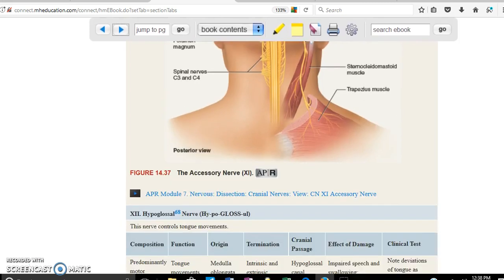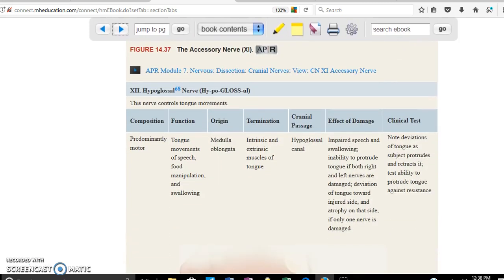And then if you keep scrolling down, you have in here hypoglossal, cranial nerve number 12. Number 12, I mean, is a very important nerve because it's going to be related to the tongue. It's going to help you with movements necessary for speech or swallowing or food manipulation, and it's considered predominantly motor. So now you have learned that some nerves are sensory, some nerves are motor, and some nerves are mixed.